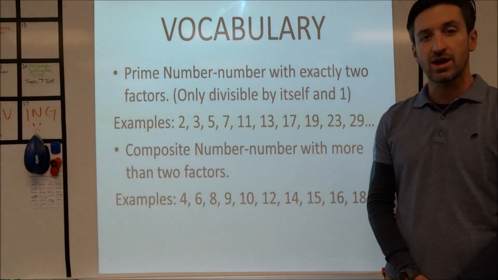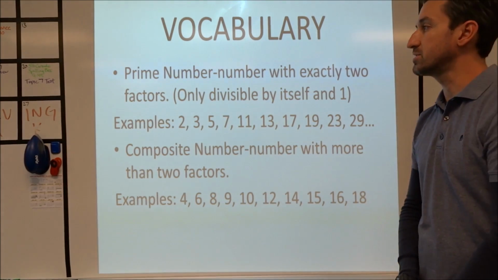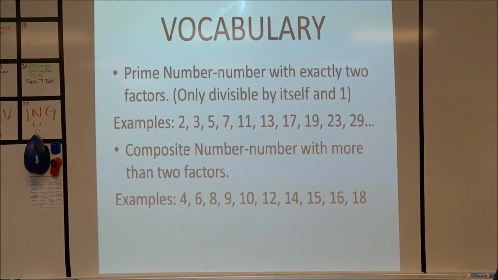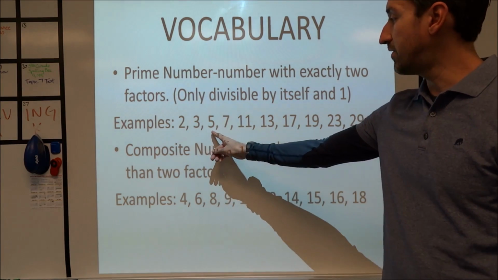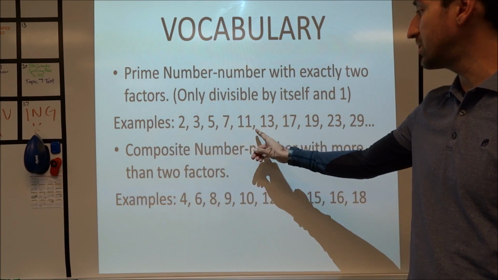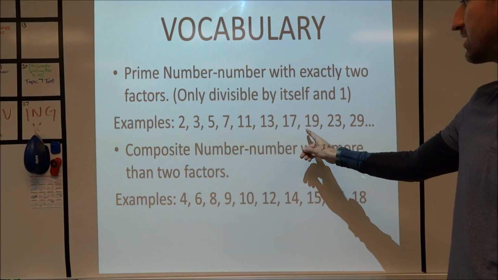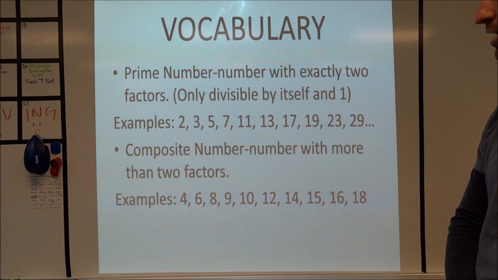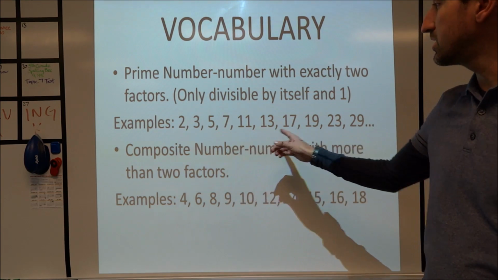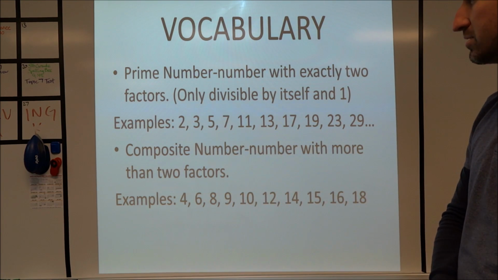Let's start with some vocabulary. Our first word is prime number. A prime number is a number with exactly two factors. It's only divisible by itself and 1. Some examples are 2, 3, 5, 7, 11, 13, 17, 19, 23, and 29. All of these numbers are only divisible by itself and 1.